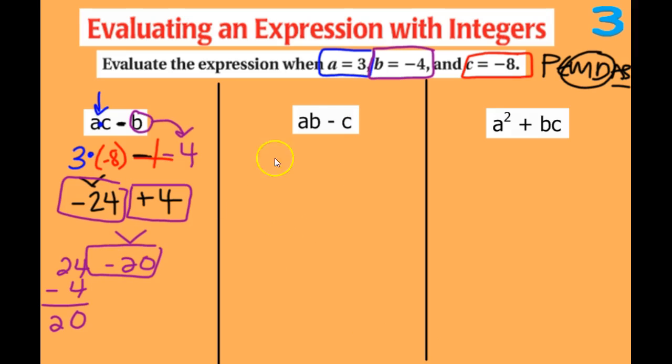Let's try the next one. A is multiplied by B. A is really 3, multiplied by B, and B is really a -4. Then it says minus C, and C is a -8. Again, two negatives make a positive when we add and subtract.